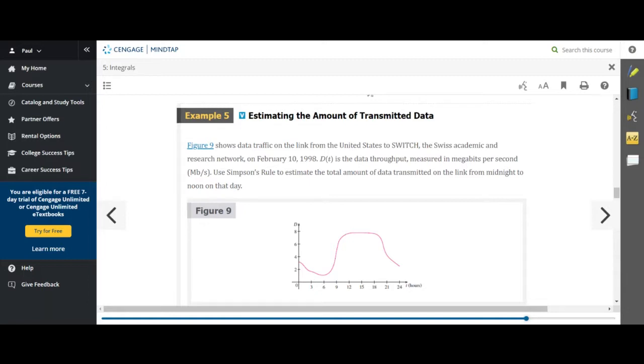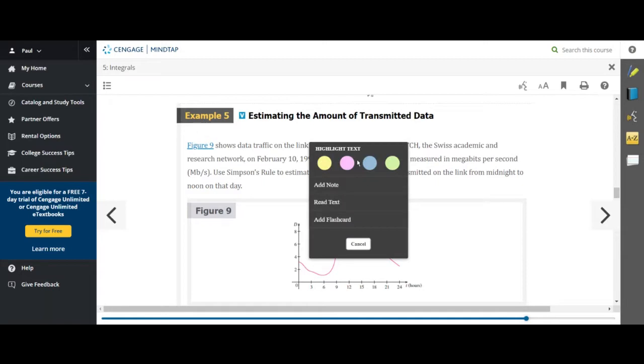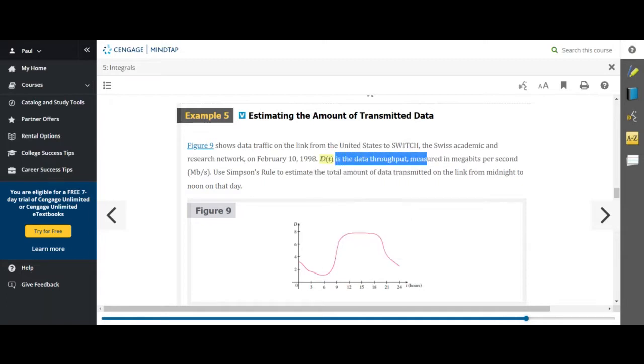All right. What we want to do is use Simpson's rule to estimate the total amount of data transmitted on the link from midnight to noon that day. Now, the function d of t, maybe I can highlight it here, is measured in megabits per second. Megabits per second is a rate, right? Megabits per second is a rate.